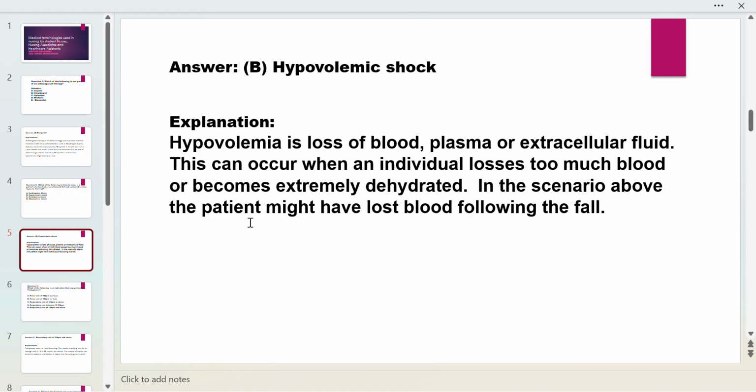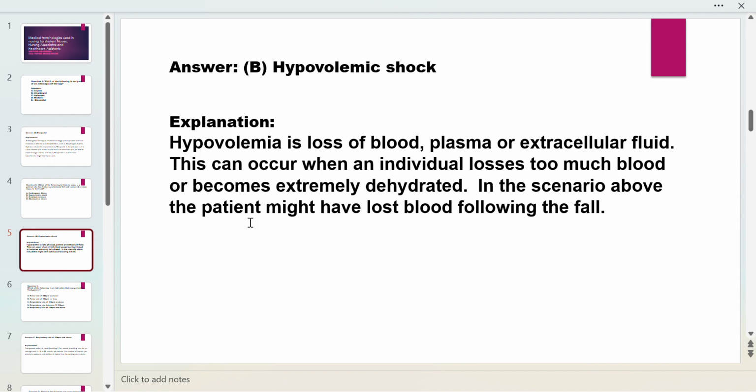All the other shocks we've mentioned, things like distributive shock, could be seen in things like septic shock that can progress. The cardiogenic shock is to do with the heart, and the obstructive one as well. So the distributive could also be things like anaphylactic shock.